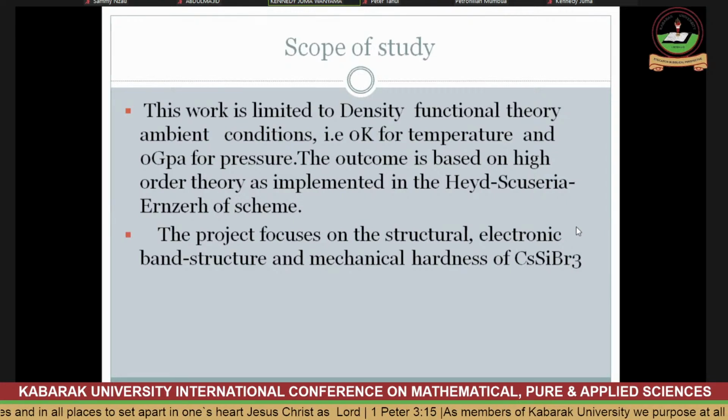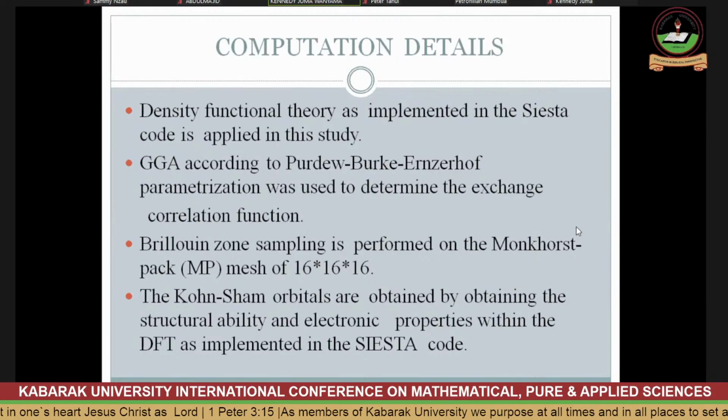The outcome is based on high order theory as implemented in the Heyd-Scuseria-Ernzerhof (HSE) scheme. This project focuses on the structural, electronic, band structure, and mechanical hardness of cesium silicon bromide and the cesium germanium bromide. It's a computation project, so we employed the DFT as implemented in the SIESTA code in this study.